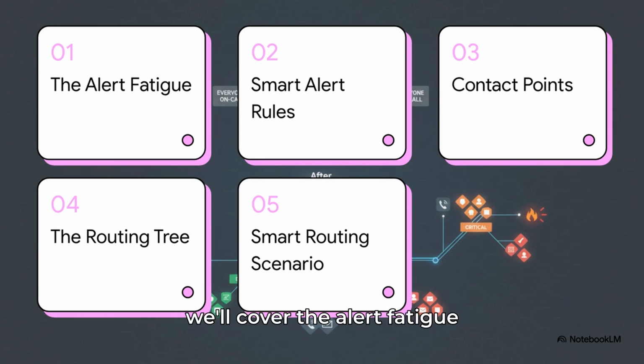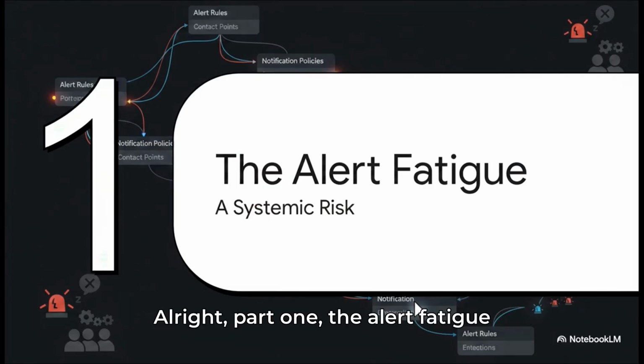Here's a quick look at our roadmap for this explainer. First, we'll cover the alert fatigue problem, then creating smart alert rules, setting up contact points, building the routing tree, and we'll wrap up with a real scenario focusing on smart routing. All right, part 1, the alert fatigue problem.